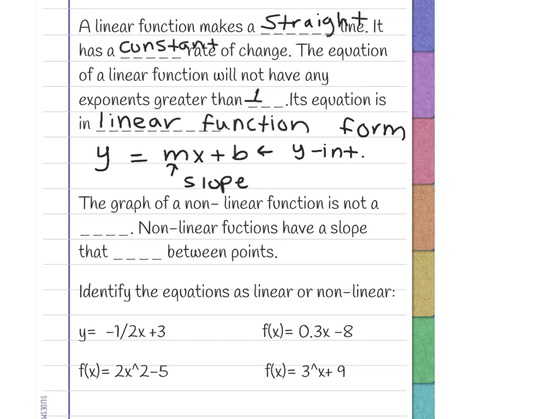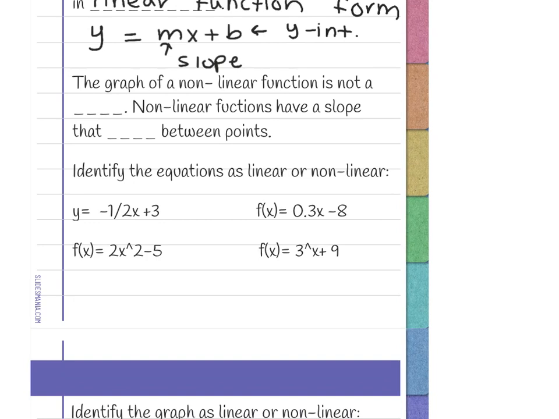All right, so then we have whenever a function is nonlinear. The graph of a nonlinear function is not a line. Nonlinear functions have a slope that changes between points. So it's not constant, all right? In other words, it is the complete opposite of a linear function.